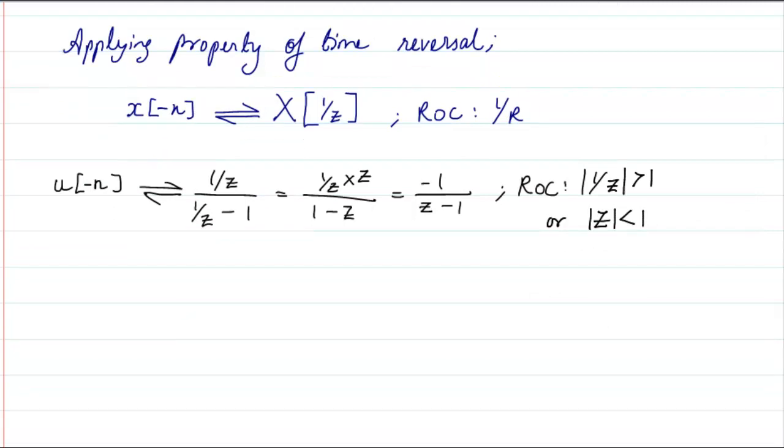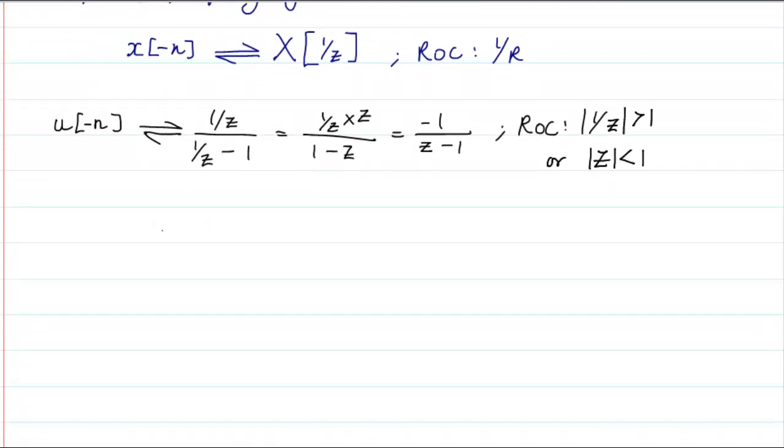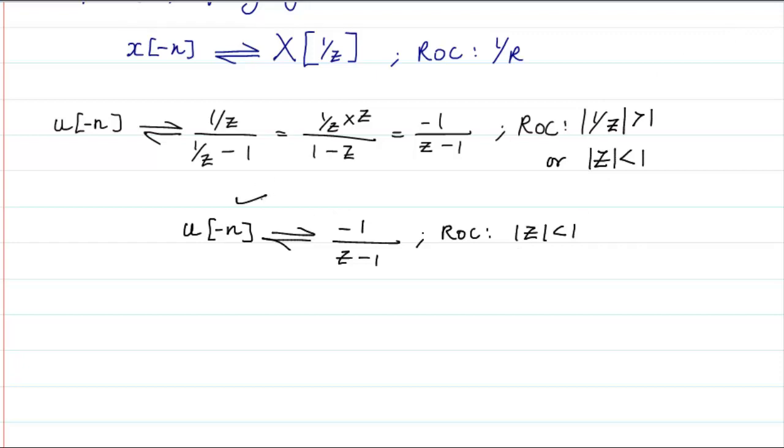Therefore, finally I will write the answer. Finally I will write the answer as u of minus n Z transform will be minus 1 divided by z minus 1 with ROC being z less than 1. That means inside the circle. And you can see that this is actually a left-handed sequence. It's not a right-handed sequence. Now it is a left-handed sequence. And the ROC of the left-handed sequence is also always inside the circle. So that is what has happened here. Let us look at the next problem, B.